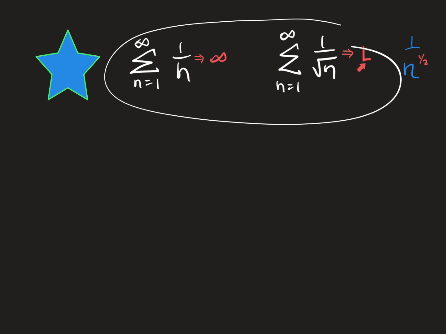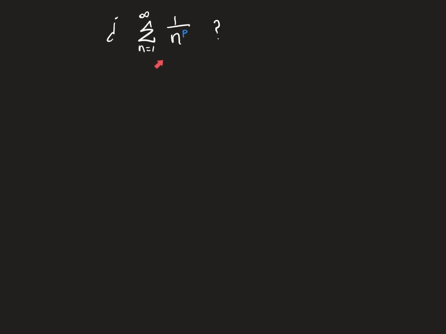Was there some general way of telling for which p-values a p-series converges? There is, and in this next slide, we're going to prove it. All right, this is the general form of the p-series. Does it converge or diverge? We will use the integral test to determine when it diverges and when it converges.